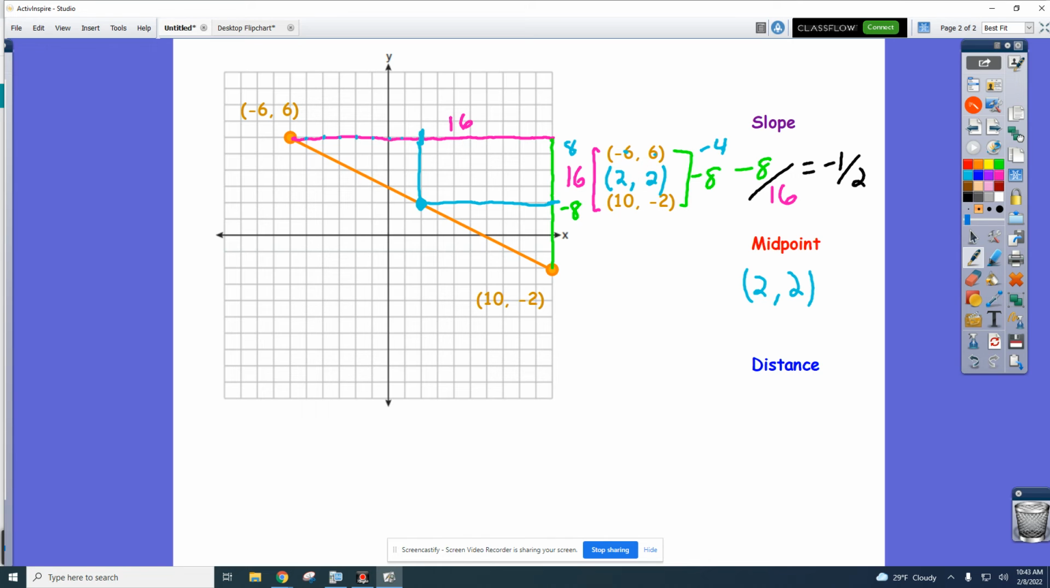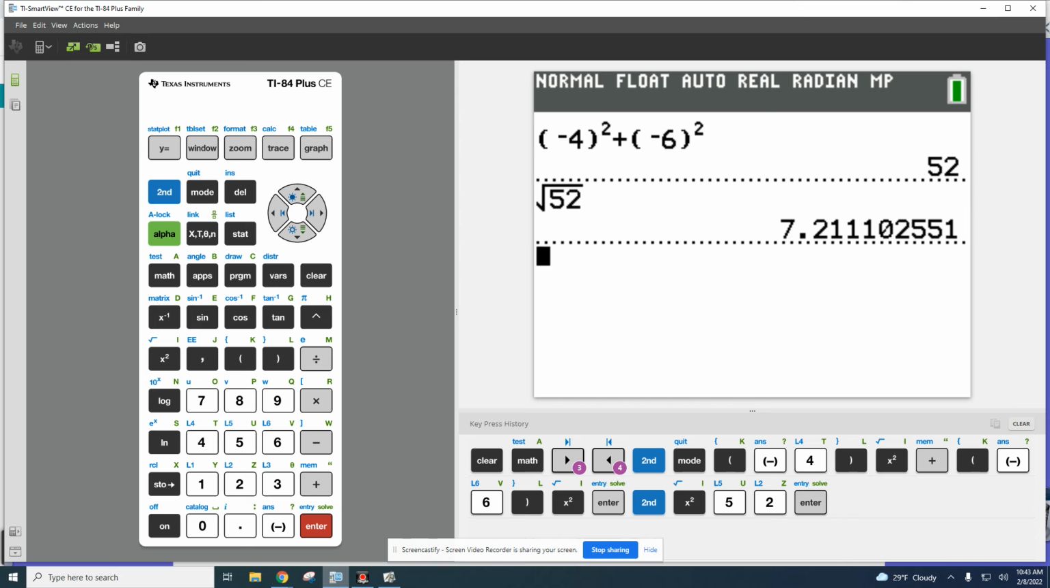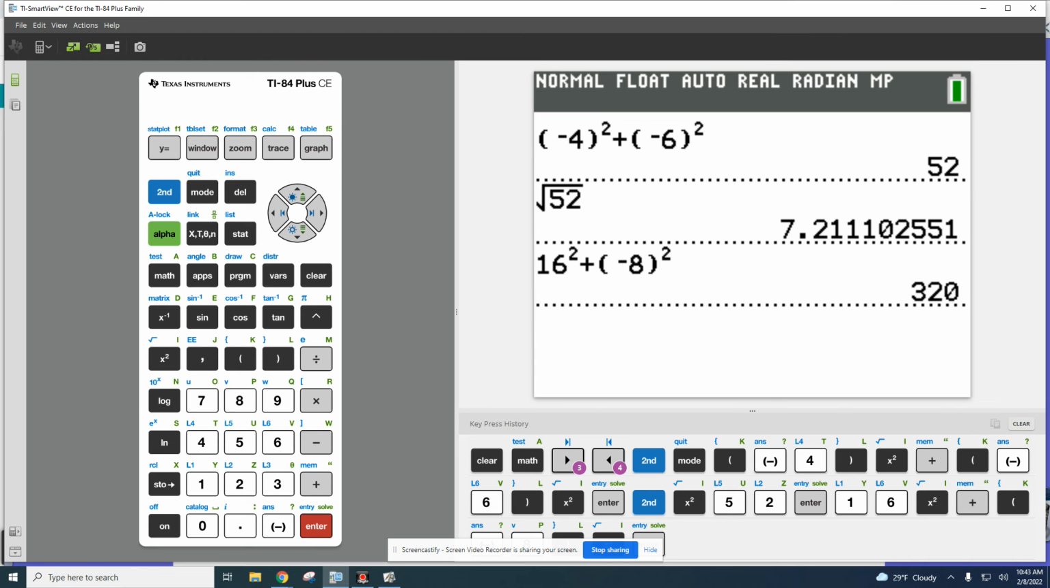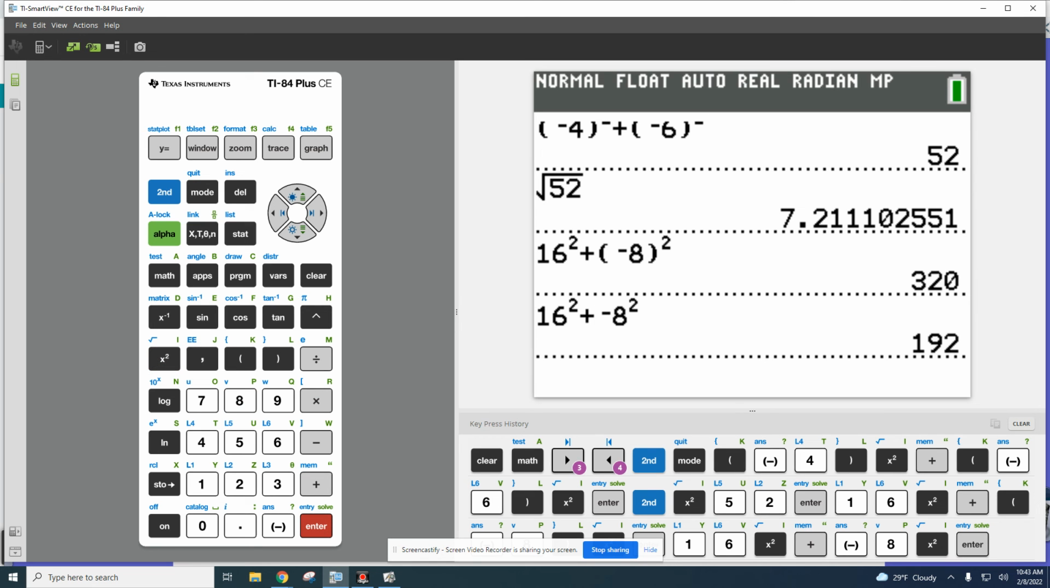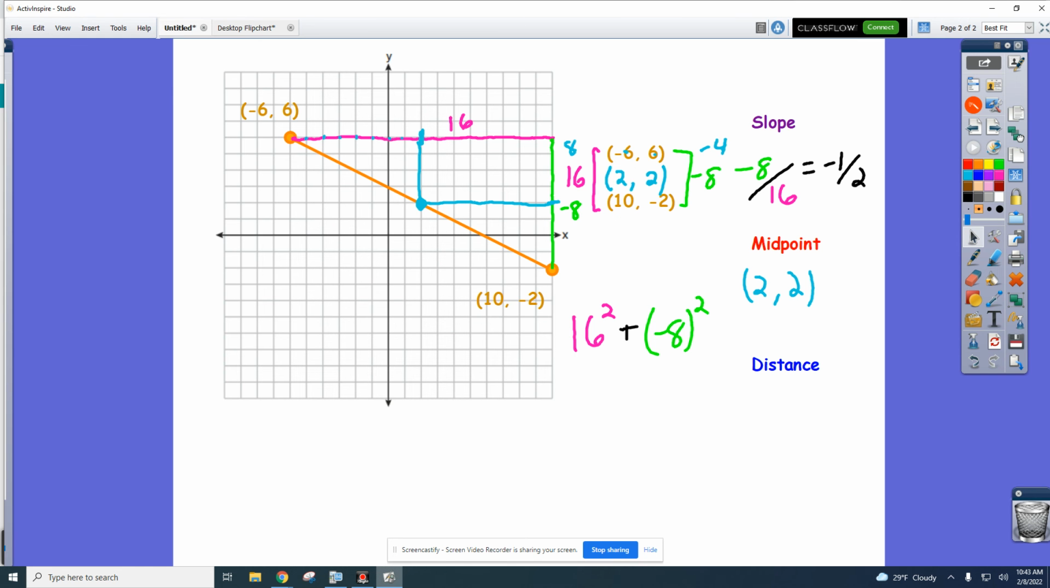For distance, we take the 16, square it. We take the negative 8, again in parentheses, especially on your calculator, and square it. Right, so 16 squared plus, again, notice parentheses around the negative number, and you get 320. If you get 192, you did not put parentheses around the negative. You have to do that or else it's not going to come out right. So that answer again was 320.